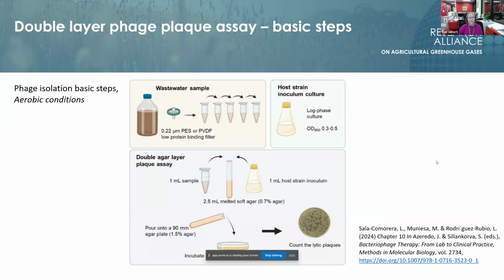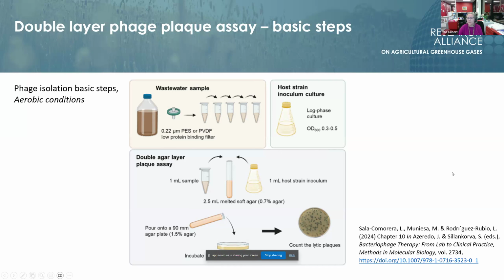This slide shows the basic steps of phage isolation, and it's undertaken in aerobic conditions. The majority of phage work has been done in aerobic conditions because a lot of the organisms that have historically been of interest are aerobes, and phages are increasingly being investigated for their use in controlling nasty hospital infections and things. Most of those bacteria are aerobic in nature.